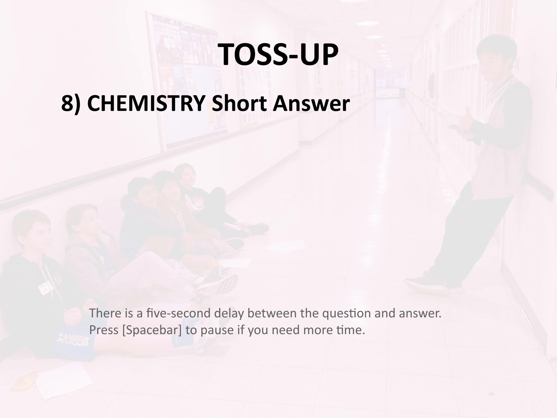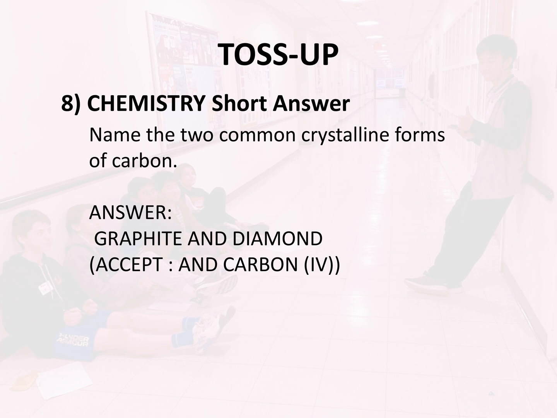Toss-up 8. Chemistry. Short answer. Name the two common crystalline forms of carbon. Answer. Graphite and diamond.